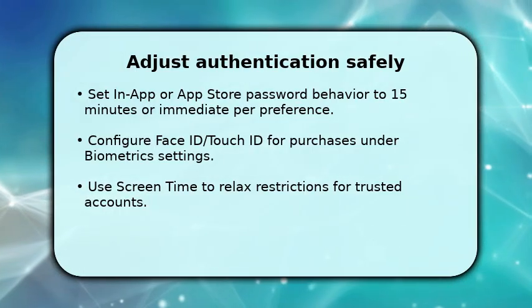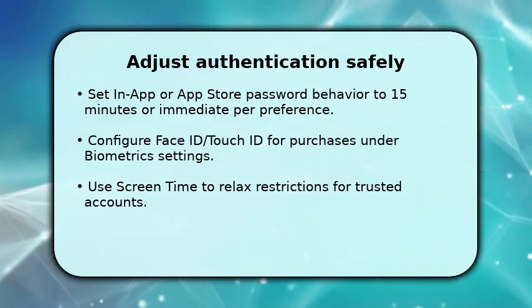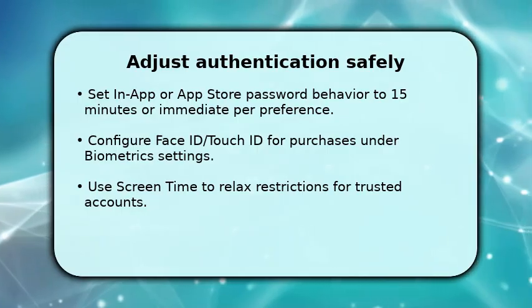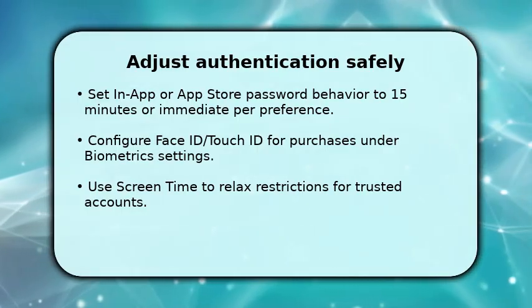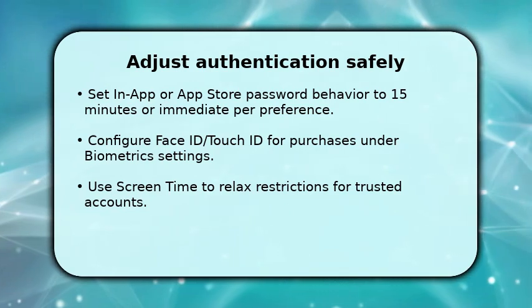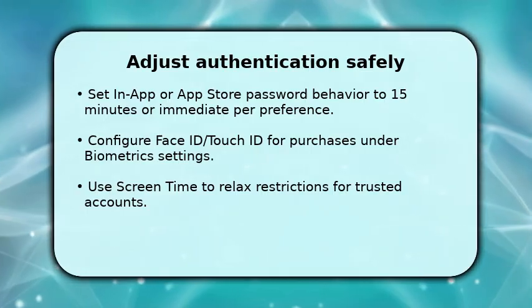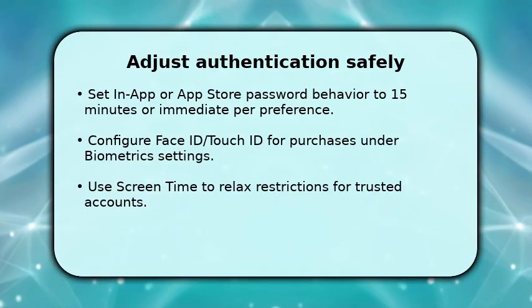Next, enable Face ID or Touch ID for purchases so you use biometrics instead of typing a password, which speeds transactions. If a child or secondary user needs looser controls, configure screen time to allow specific apps or purchases rather than removing verification for everyone.